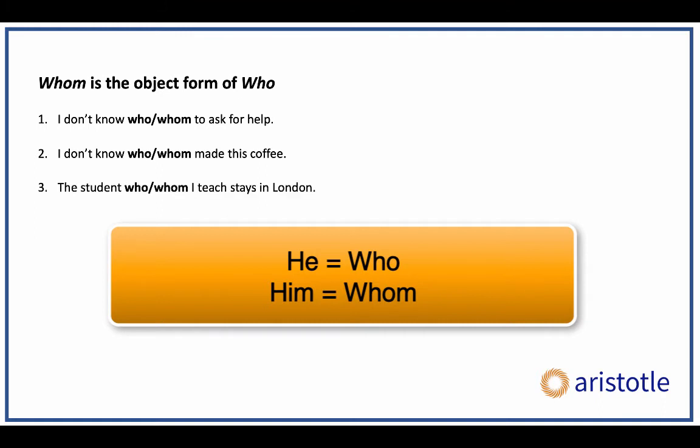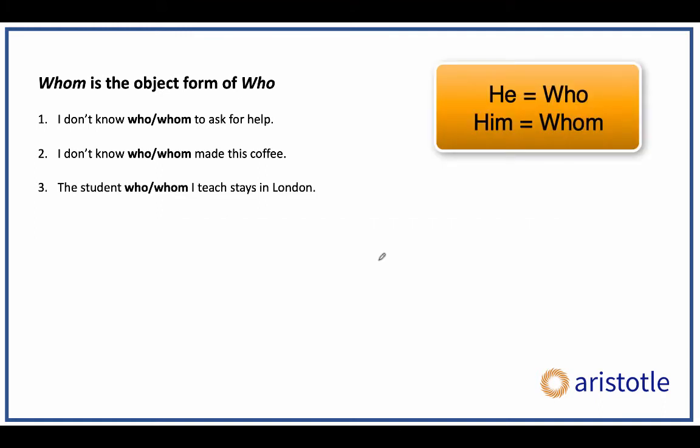So let's look at another sentence. The student who I teach or whom I teach stays in London. Now there's no question in this, so you can't really answer it. What you want to do is start with the word immediately after who and whom. If I start the sentence with I teach, what will come next? I teach he or I teach him? It will obviously be I teach him, so the question has to be whom.